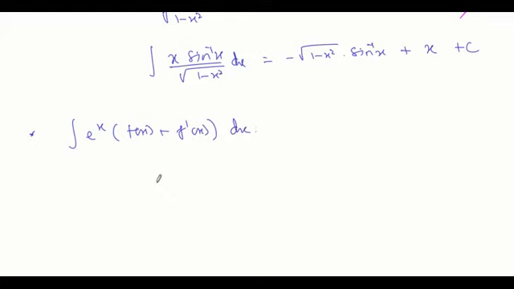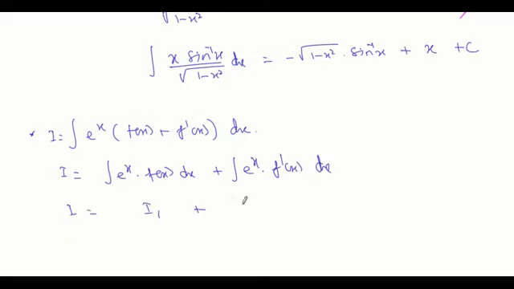Okay, in this form if they give, what we have to do is I just take this as I itself. I is equal to integral e power x into f of x dx, because for this different term we can do the integration individually. So plus integral e power x into f dash of x dx. Let us consider this as I1, plus integral e power x f dash of x dx.